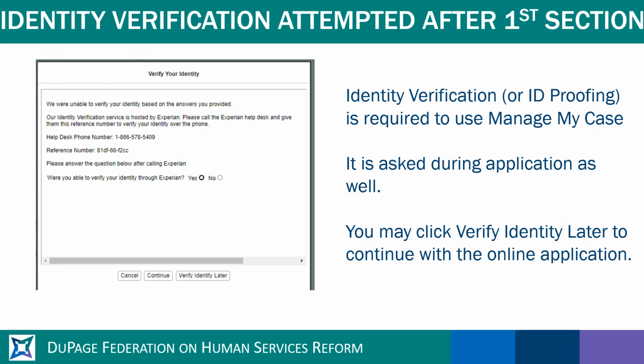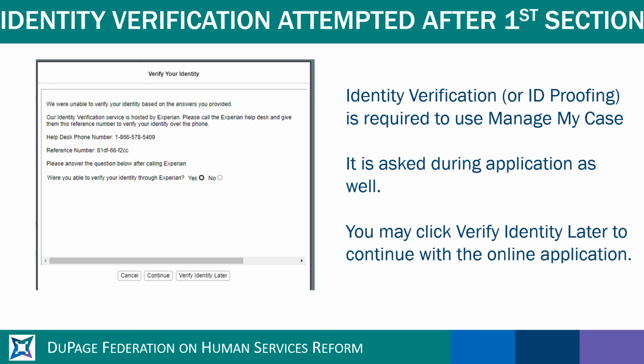Now, after this first section about household members, you will get a screen about verifying identity. This is an important step if the client is going to want to be able to use the Manage My Case customer portal. Again, if you're interested in learning more about Manage My Case, please refer to our other recorded PowerPoints on our website, and I will give you that information at the end of the presentation. But it is not required as part of the application itself.